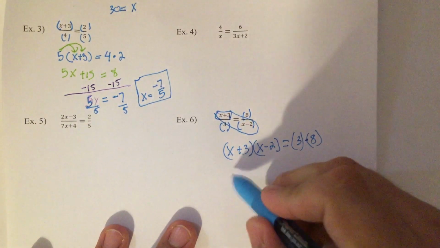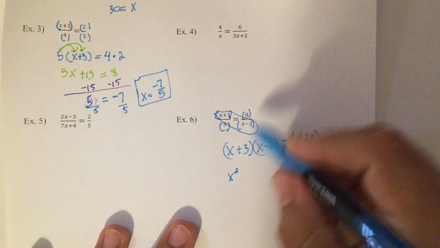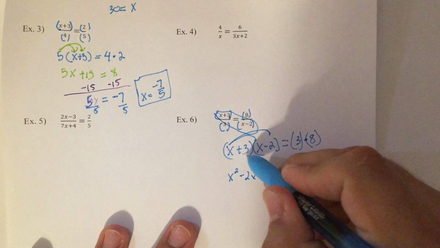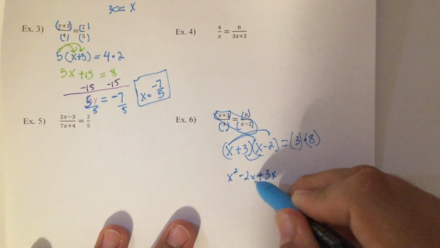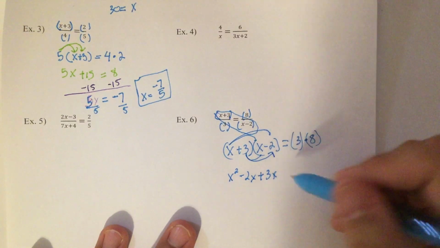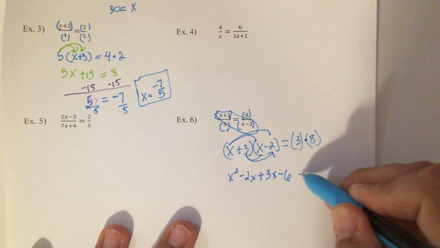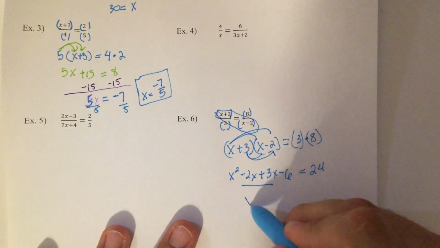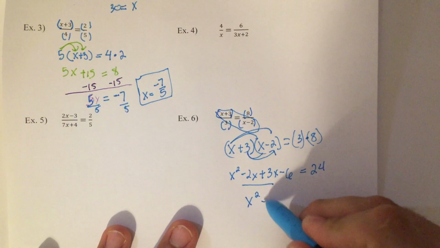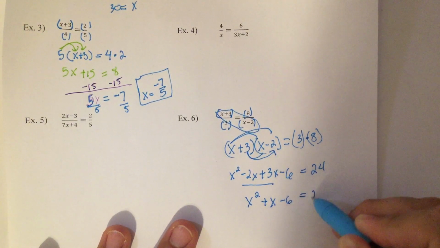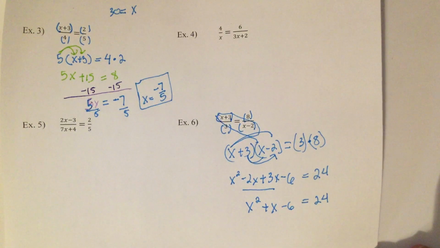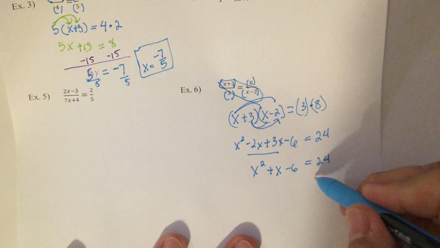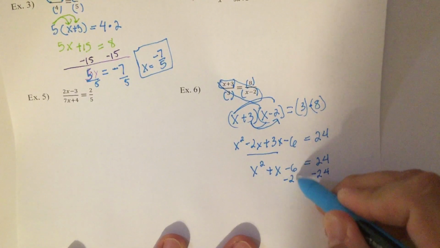So here I would FOIL, right? X times x is x squared. x times negative 2, negative 2x. 3 times x is a positive 3x. 3 times negative 2 is a negative 6, equals 3 times 8, which is 24. Combine my like terms here, I get x squared plus x minus 6 equals 24. So now we can do this a whole bunch of different ways, depending on how you want to do it, right? Most of you guys would probably subtract 24 from both sides.